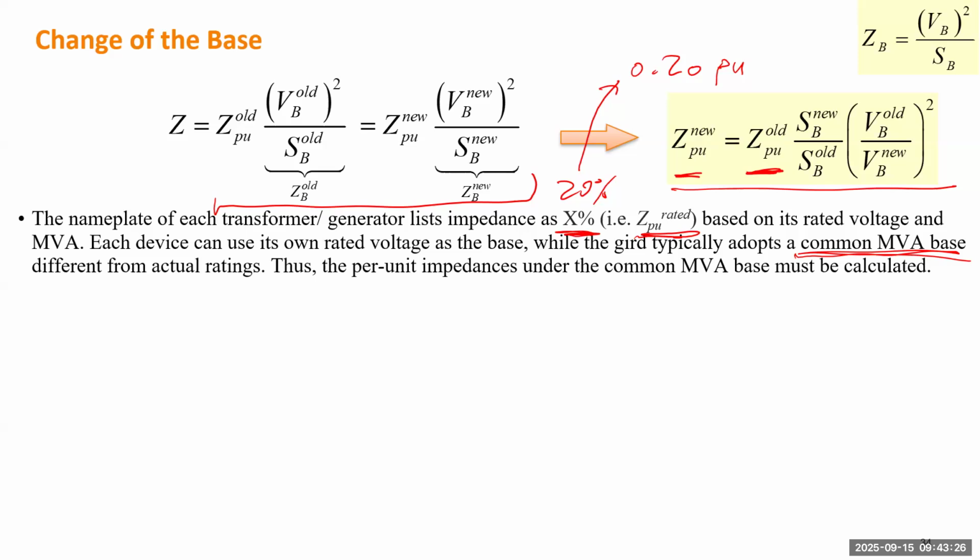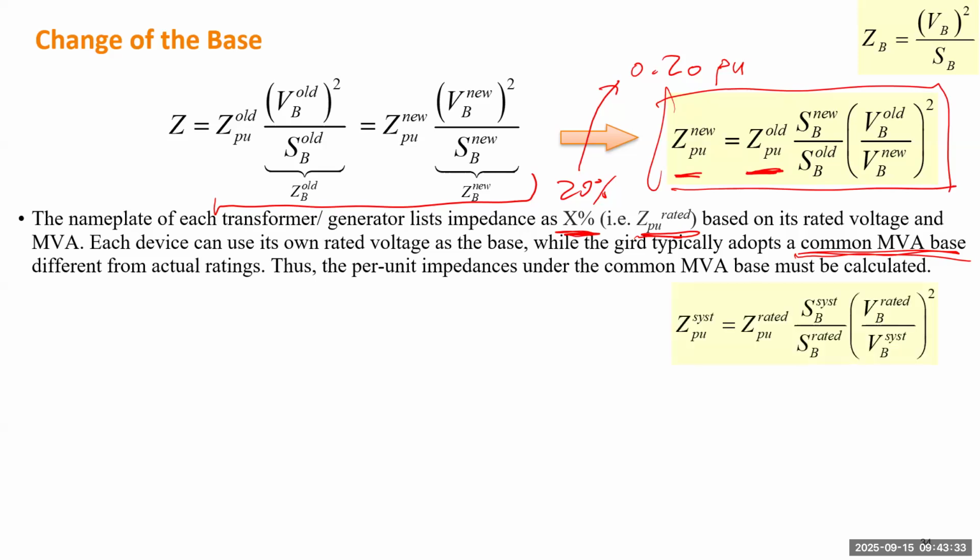So then we'll need to use this formula to convert that X percentage to the correct per unit value. The formula becomes: if we know the rated value, and we also know the system voltage base and system power base, using this formula will change the rated impedance per unit value to the system base per unit value, right? In this case, this one will be the X percent on the nameplate, and this one will be the one we're going to use for calculation.